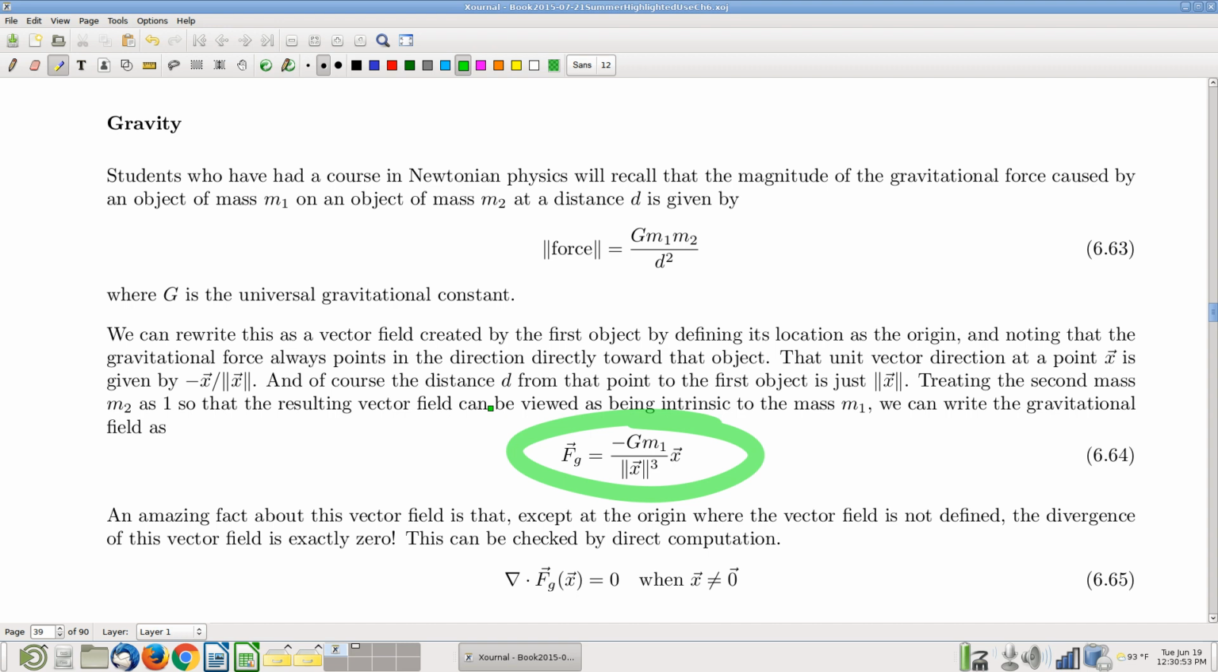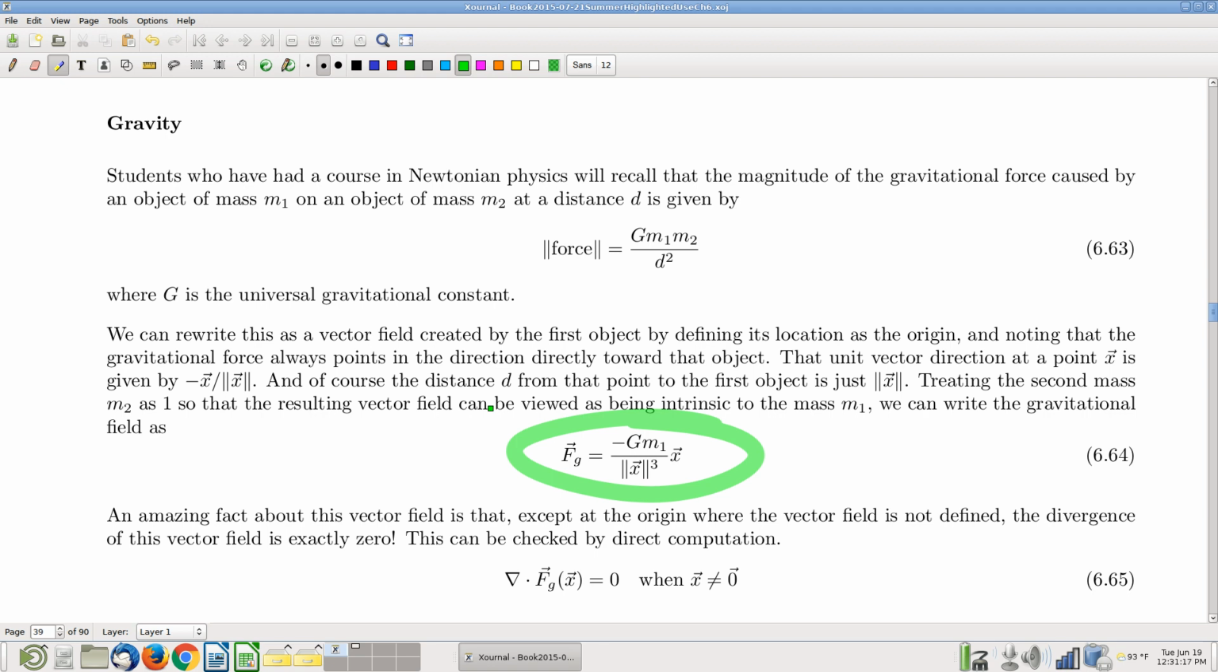a vector field. So let's think of this not as a force between two masses, but as something that's created by a single mass. If you want to know the corresponding force, then this is acceleration, and you have to multiply by the other mass to get the actual force. So instead of calling this a gravitational force field, you might call it a gravitational acceleration field.